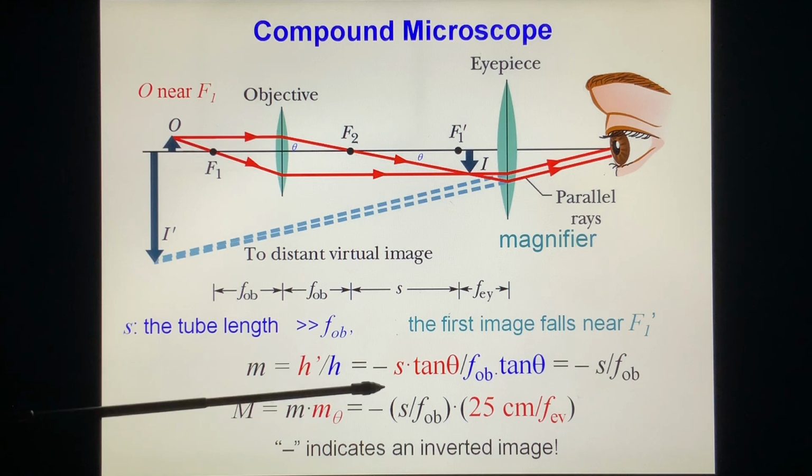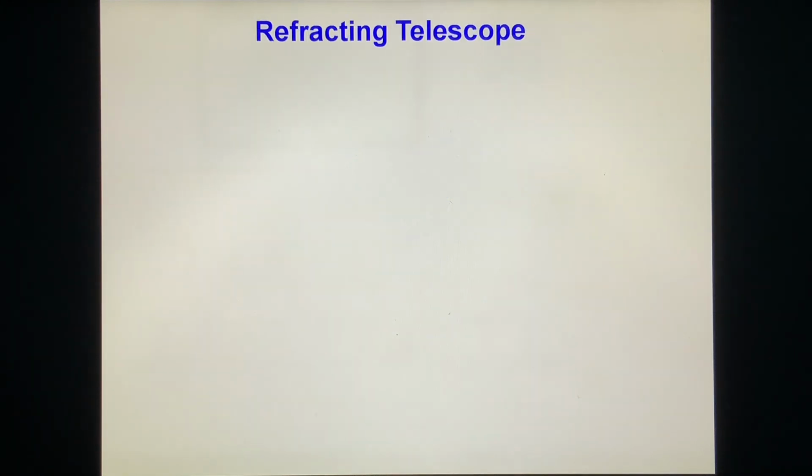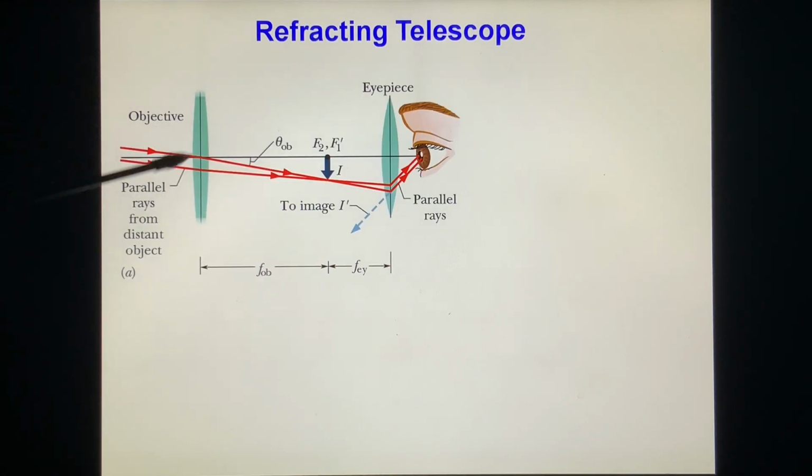Here we have a minus, that means this is an inverted image. Refracting telescope. With a telescope, we're looking for objects far, far away. So when the light comes in, the rays are parallel, so they will make an image on their focal length plane. Okay, and we make this F1, F2 overlap. The focal point of this one overlaps with the focus of this one.